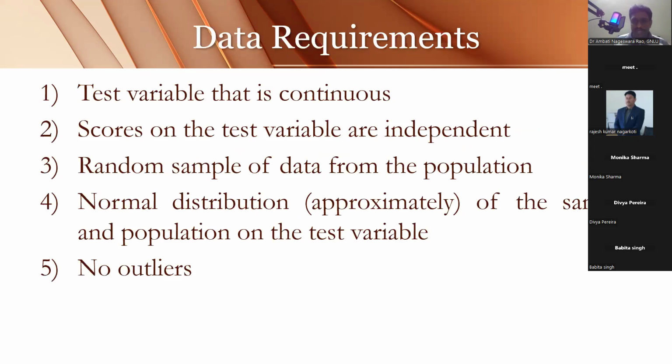Now, coming to the data requirements or assumptions, I need to fulfill 5 criteria. First, the test variable must be continuous. In order to conduct a one sample t-test, the variable must be continuous data. Second, scores on the test variable are independent. That is assumed; as a researcher, you know how you entered the data, so there should not be any mistakes. Third, random population cannot be tested, because as a researcher you are saying you collected data using a random sample. Fourth, one can only test normality, whether data is distributed normally or not.